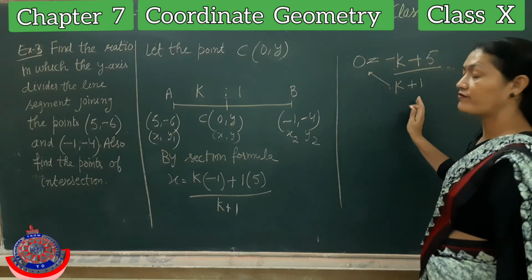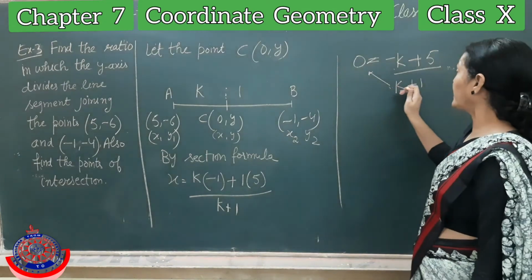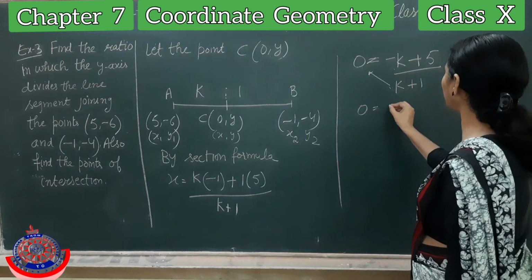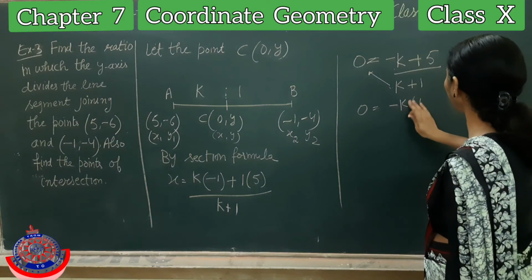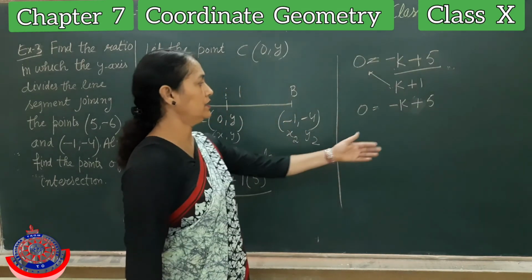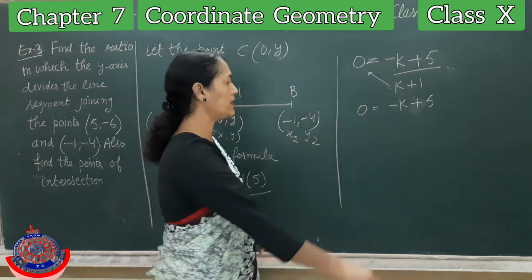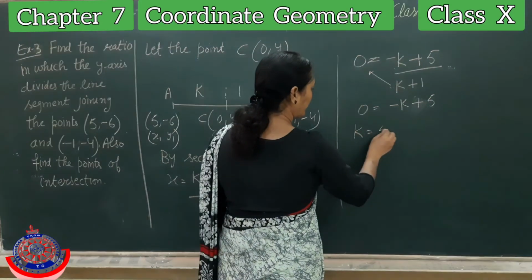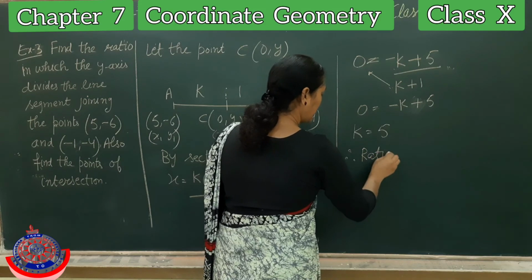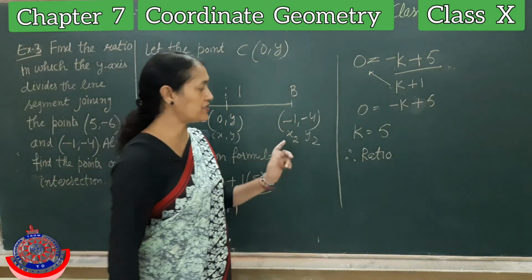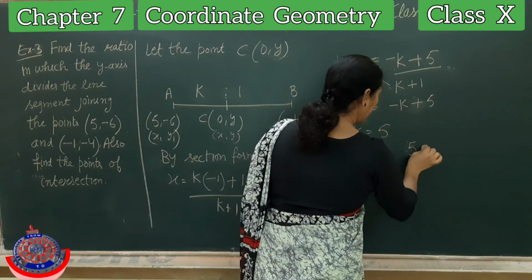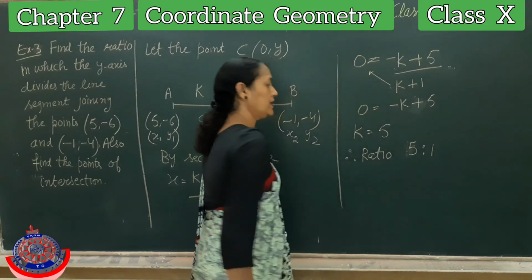Now for solving, I will have to shift k plus 1 to this side. K plus 1 multiplied by 0 will become 0. So 0 equals to minus k plus 5. Then shifting minus k to this side will become plus k. K equals to 5. Therefore, the ratio in which a point lying on y-axis is dividing the line segment will be 5:1. This is the ratio.